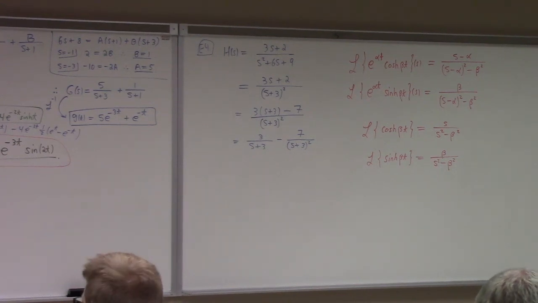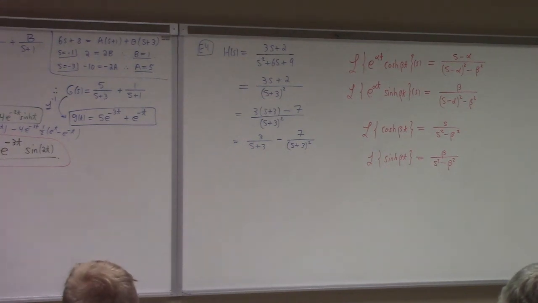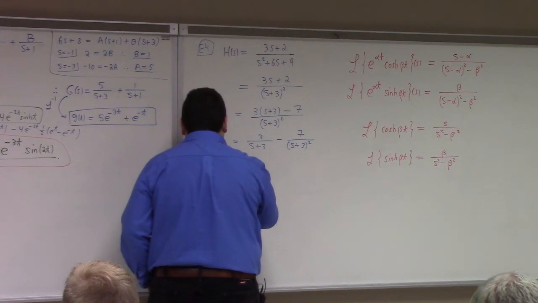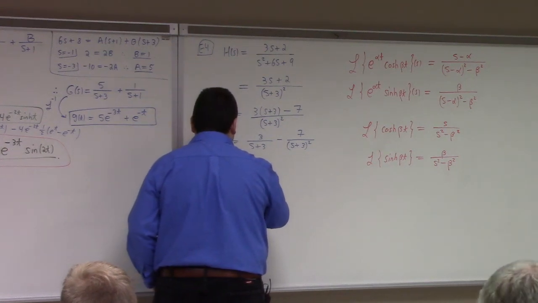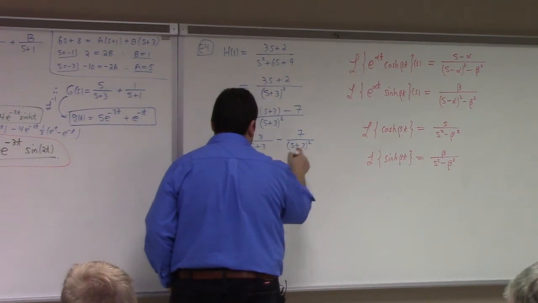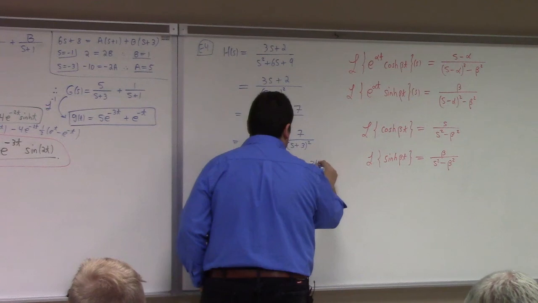Right? If you're looking at ay double prime plus by prime plus cy equals 0, the solutions are either exponentials, sines and cosines times exponentials, or what comes of this? What comes of this? The inverse Laplace transform of h is what? That piece is a 3 e to the minus 3t, and this is a minus 7t e to the minus 3t.